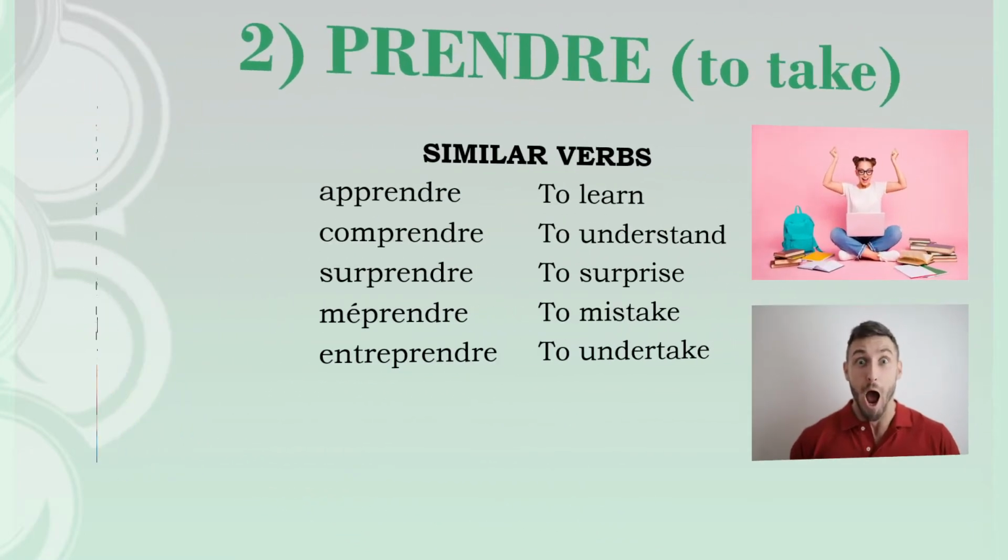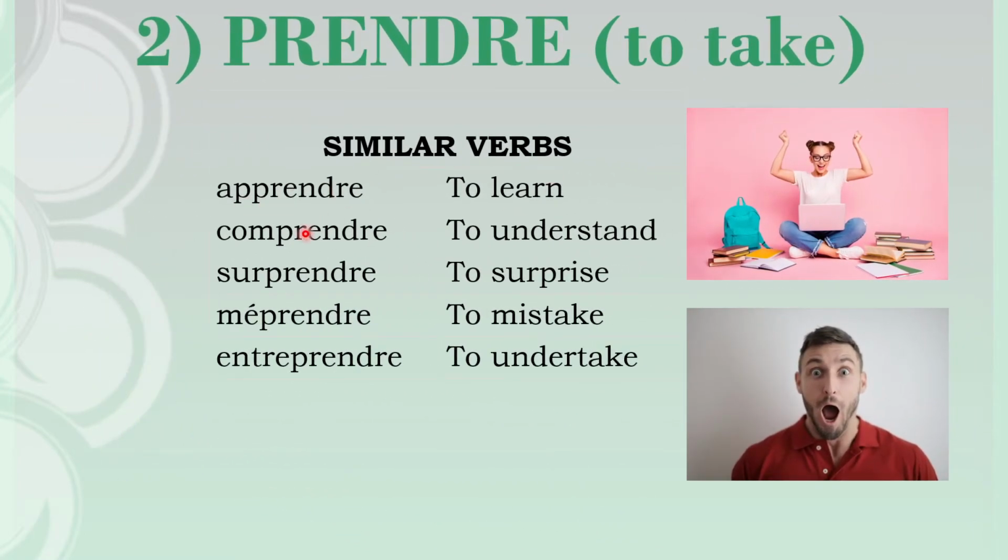Okay, now from prendre, just like mettre, you get more verbs. From prendre, you can get apprendre, which is to learn, comprendre, to understand, surprendre, to surprise, méprendre, to mistake, and entreprendre is to undertake. Now, if you take the past participle of entreprendre, it will become entrepris. Okay, because prendre is pris, entreprendre will become entrepris. Okay, so now you know from where the English word enterprise comes from.